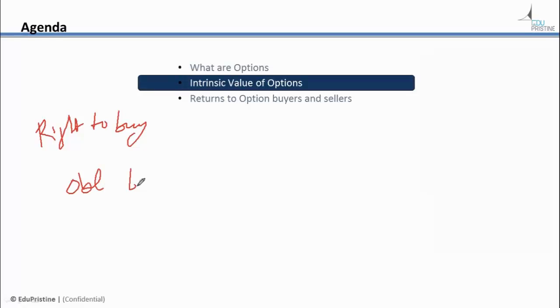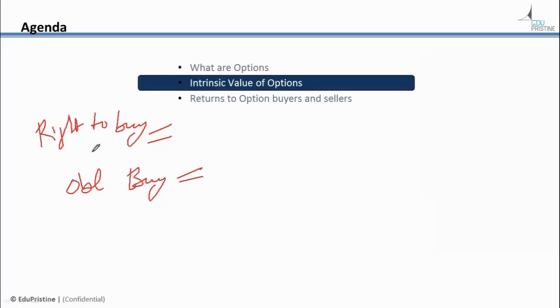Obligation to buy. If I buy a call option, it's the right to buy. If I sell a put option, it's an obligation to buy. So there is a huge difference. Many people confuse this because they think, okay, I'm buying a call option so it's a right to buy, and I'm selling a put option, which is also a buy, so it should be the same.